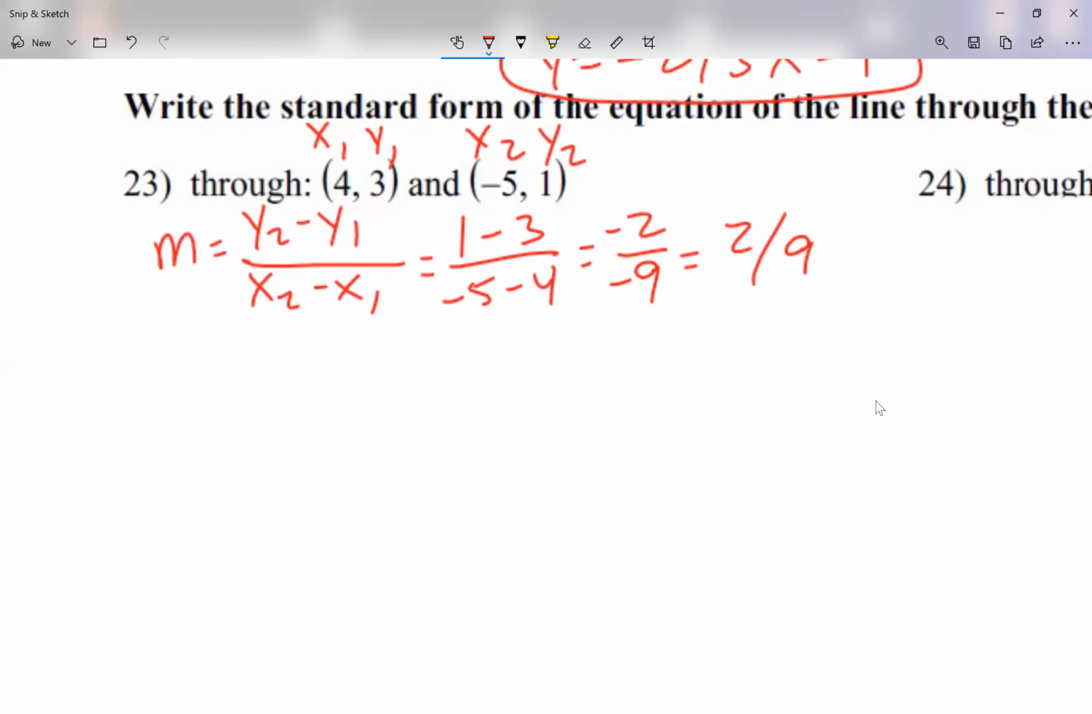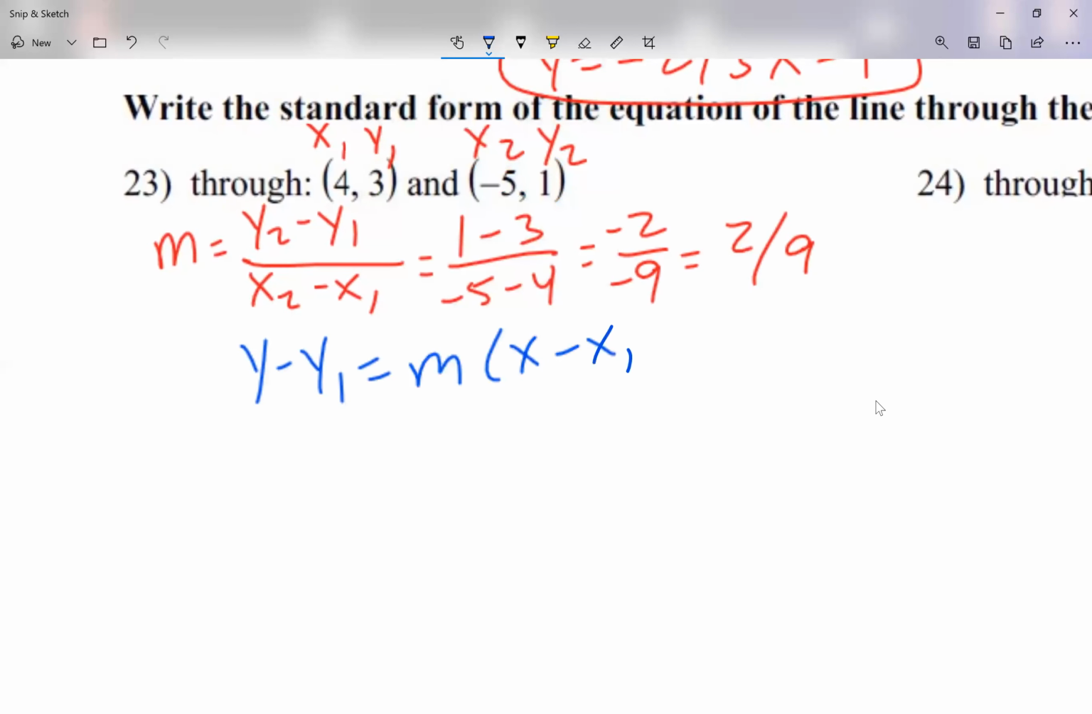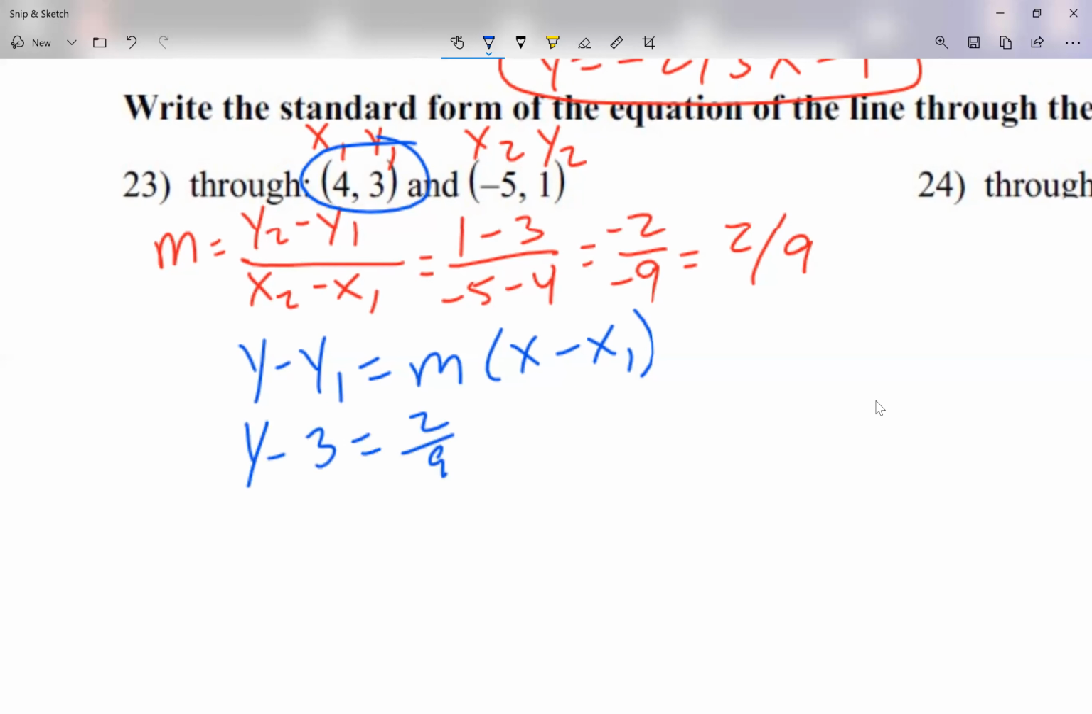The negatives cancel out, so my slope is 2 over 9. And then I have to choose a point. Remember the formula, y minus y1 is equal to m, and then inside parentheses, x minus x1. You don't have to choose the first point. You can choose the second point, but it doesn't matter which point you choose. I will choose the first point, but it doesn't have to be the first point, as long as it is one of the 2 points. So let me write this as y minus 3 is equal to 2 over 9 times x minus 4.